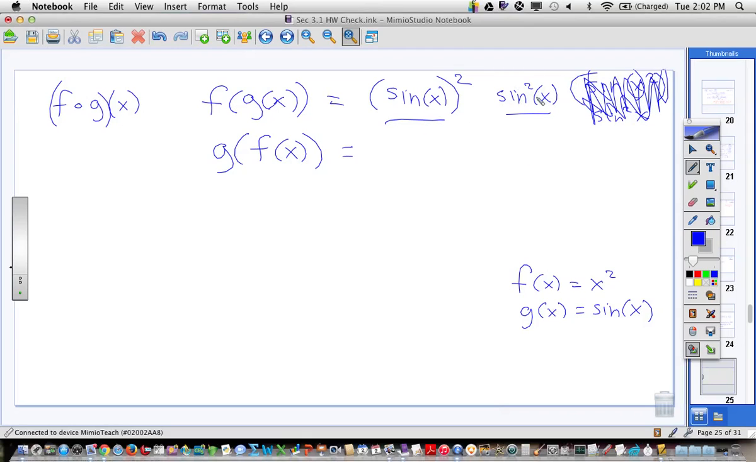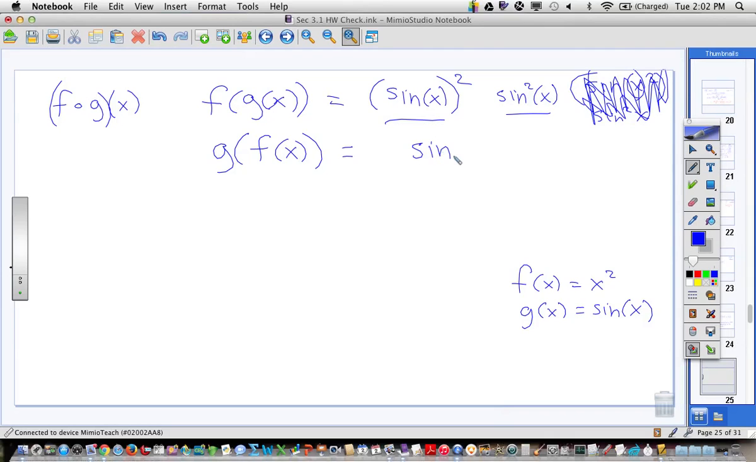Now, this is that notation I'm not fond of. I use it myself, but we got to remember what it really means. It means, and talk about the outside function, when you look at sine squared, you got to understand that squared is the outer function. The sine is on the inside. Now, what's g of f of x?